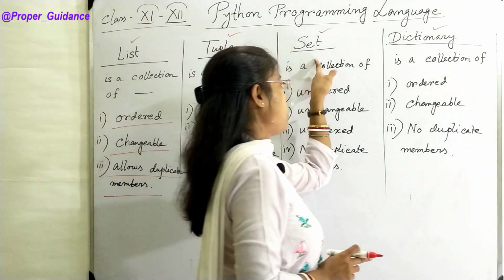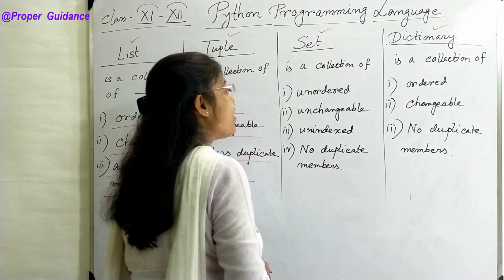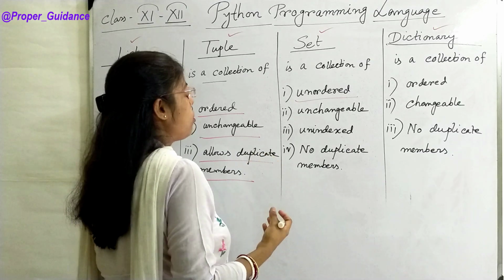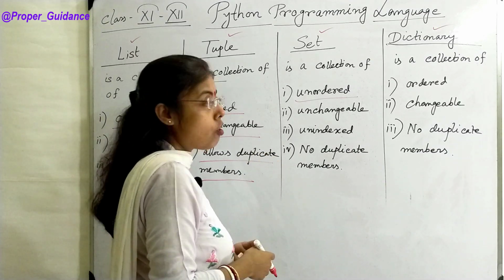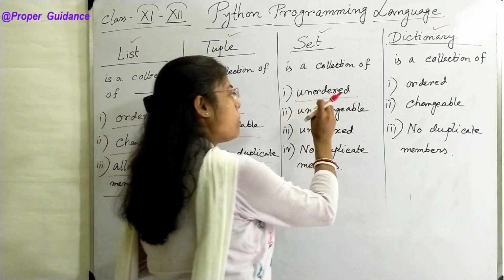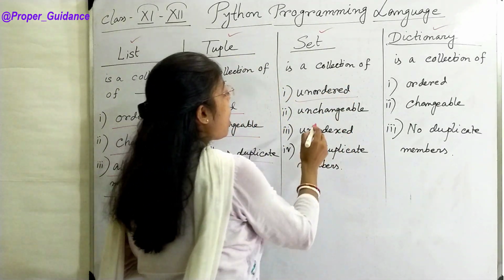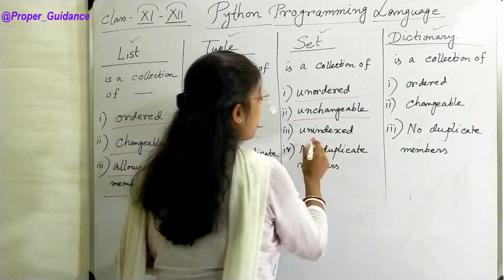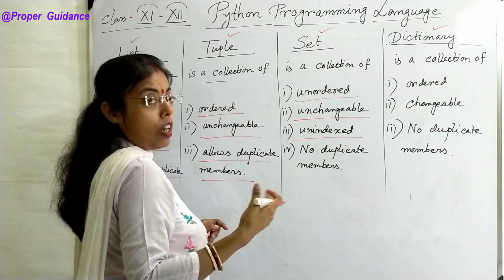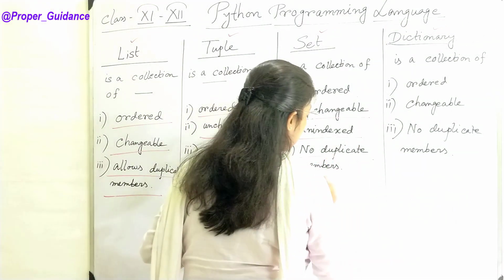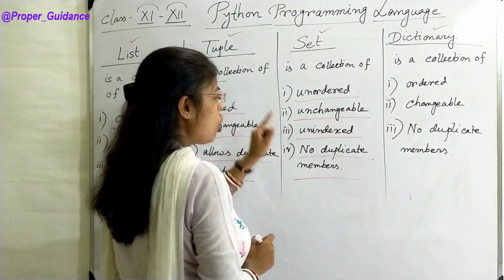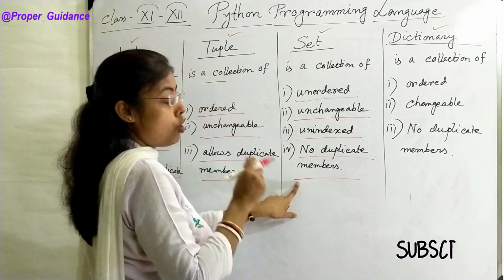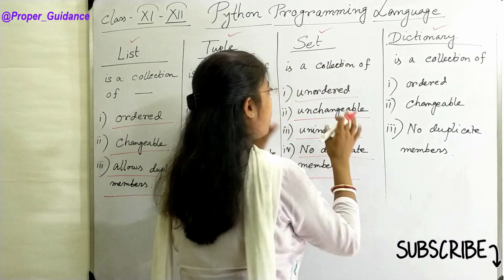And next is set. Set, we all know about set theory, is a collection of data, and it is unordered. It is not mandatory to have ordered elements in a set. It is unordered, unchangeable. You can't change the elements of a set. Unindexed, it is not indexed properly. No duplicate members. This is a very, very important point: no duplicate members are allowed in a set.